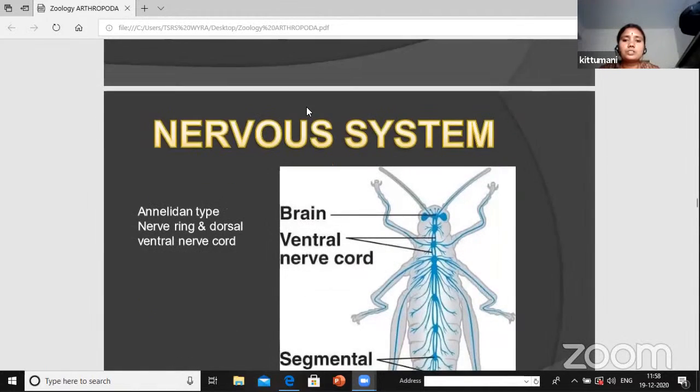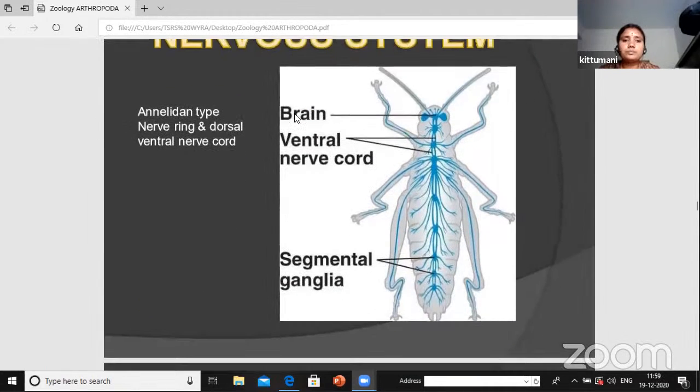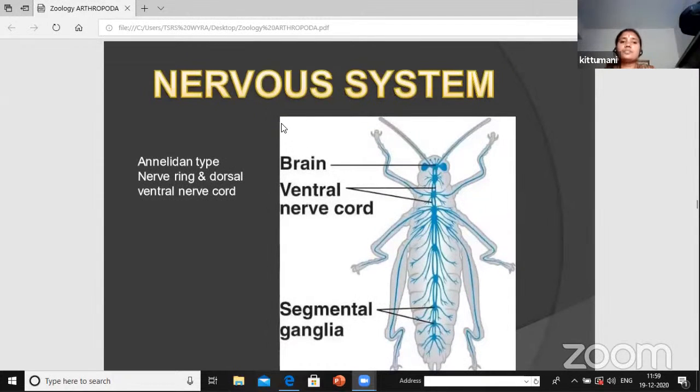The next, the nervous system. What is that, students? Nervous system. Here also an annelidan type nerve ring and dorsal ventral nerve cord is observed. Annelidan type. Okay, all of you recall that. Here the brain-like structure, meaning the nerve ring, is present, and along with the ventral nerve cord and segmental ganglia, which coordinate the appendages and total body of the phylum Arthropoda.